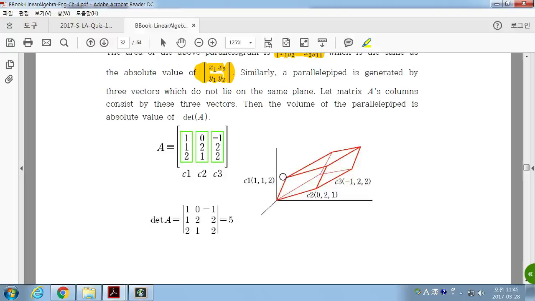If you have 3 points in R3, then form a matrix whose column vectors are these 3 points. Then the determinant of this is the volume of this parallelepiped. 평행 육면체의 부피가 그냥 디터미넌트로 구해져요.